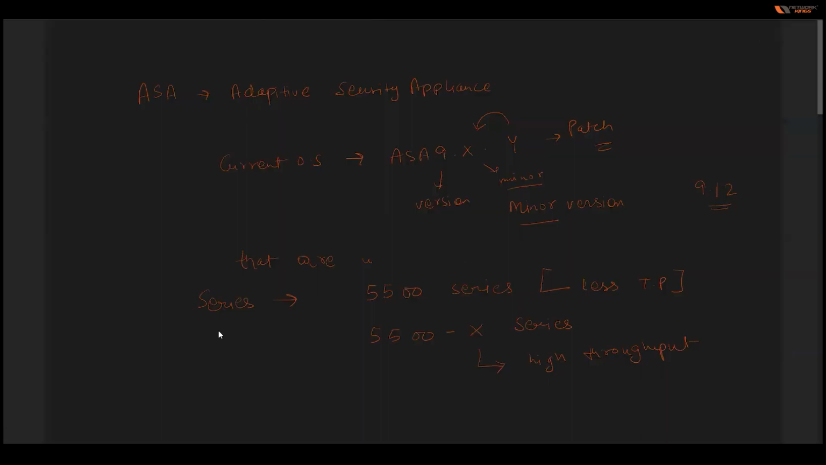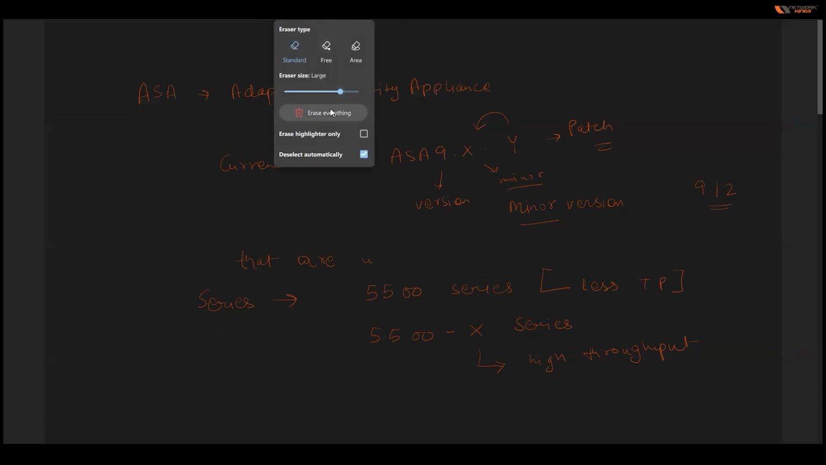Okay, so the basic introduction, which covers the current operating system and the series held by the market for Cisco ASA, is completed. So let's move on to the features. Features are basically similar to what we have in our syllabus, but I just want to talk more about the features of ASA. So let me just write it down.